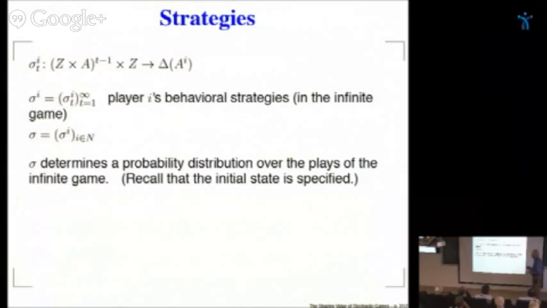So the strategy at time T for player I is that the player has to look at all the history. The history consists of the states and the actions that had been taken in the previous T minus one moments. He sees the current state and must decide what to do, a mixture over the available actions. A list of those, indicating what to do at each moment, defines player I's behavioral strategy in the infinite game. Similarly, if you do that for each player, you get the strategy for all the players. Once you've done that, along with the initial state, you've described the way the game is going to develop. Probabilistically, you start, you know the strategy is going to be chosen, you know the distribution over the next state, the strategy is chosen there, and so on. So you have a distribution over all of these.